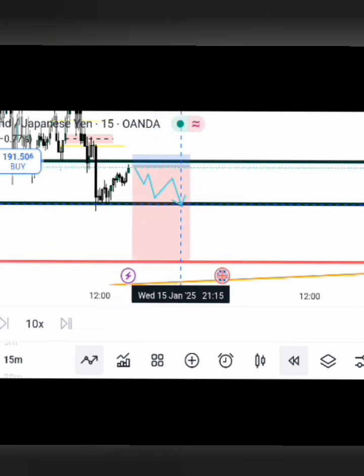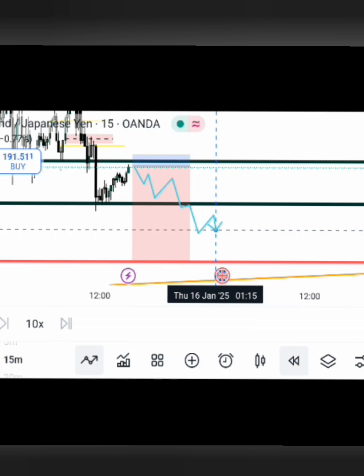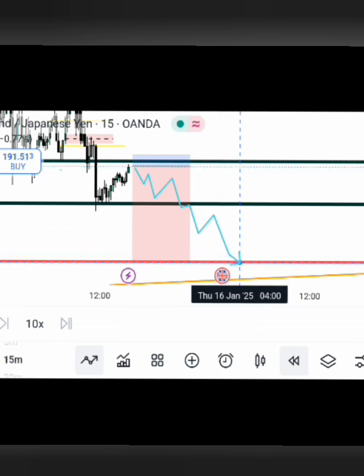My first take profit will be here. Then I will need the breakout here. If it retests, I'll still be in the market. Then I will expect the market to be going like that. Then my final take profit, maybe somewhere it goes up again. Then my final take profit will be here.